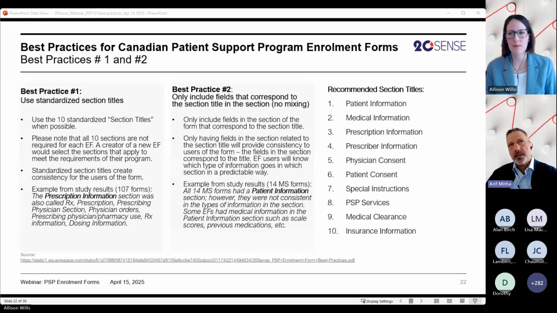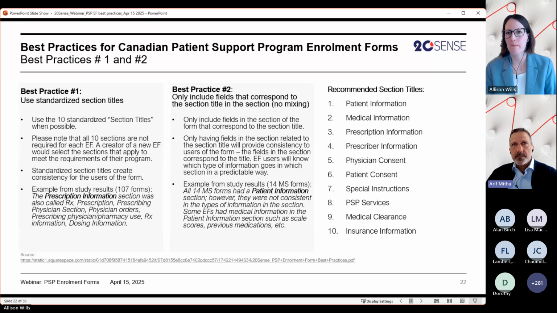Best practice number 2, this is key: only include fields that correspond to the section title in the section. So no mixing of fields. As we saw in that example earlier, the MS patient information had medical fields and so on. So only having fields in the section related to the section title will provide consistency to the users of the forms. The fields in the section correspond to the title. The form users will know which type of information goes in which section in a predictable way.